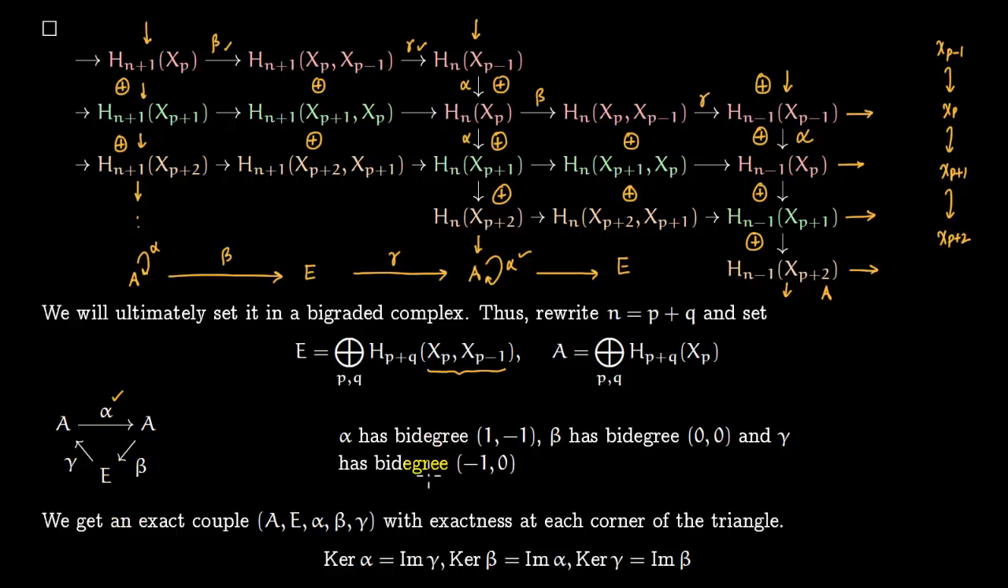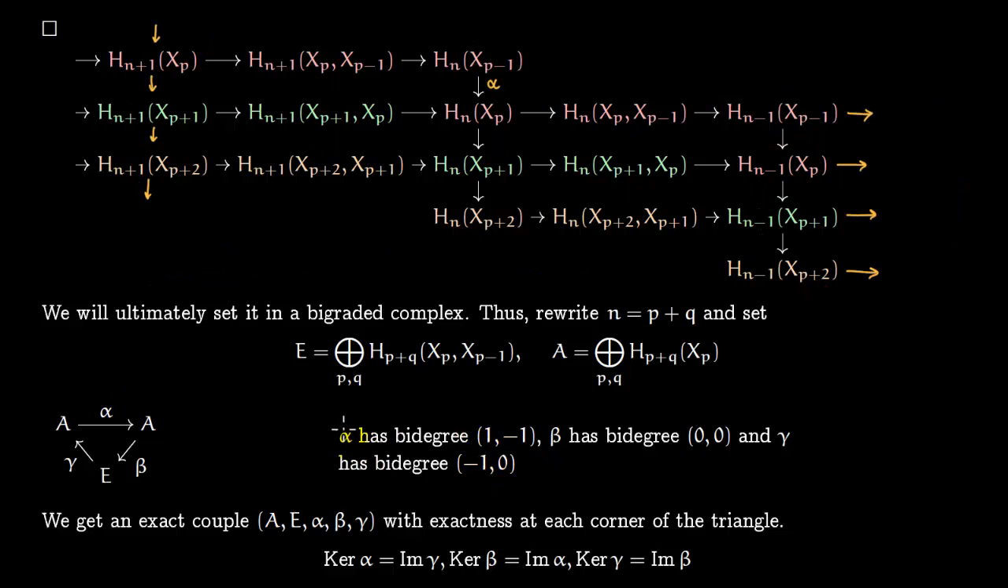Now there are a few things you need to notice properly: alpha has bi-degree 1, minus 1, beta has bi-degree 0, 0, and gamma has bi-degree minus 1, 0. So let us see what this means. Let us first focus on this. Alpha has bi-degree 1, minus 1. Notice that this alpha is a map within the columns. So first focus here. You have this index as p minus 1. So this H_n you should write with p minus 1 as the first index, and then q plus 1 has to be the second index, because the sum is n. You sum this with this, you get p plus q, and we are setting p plus q as n.